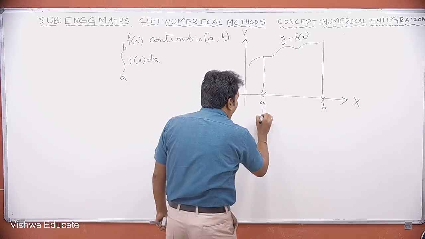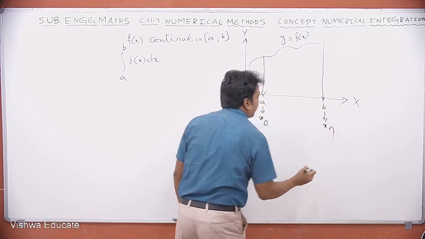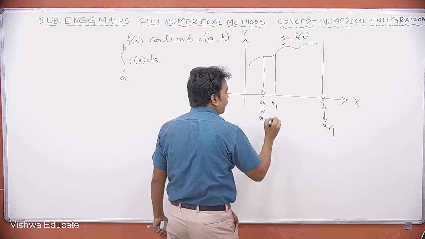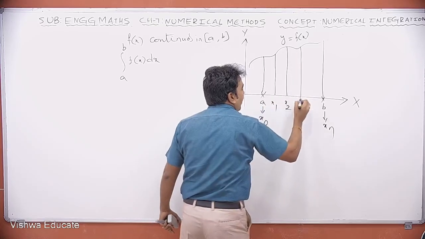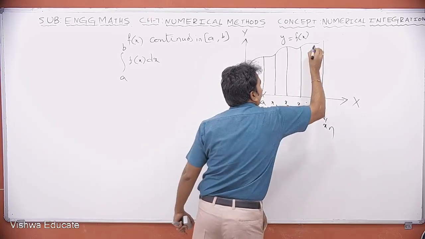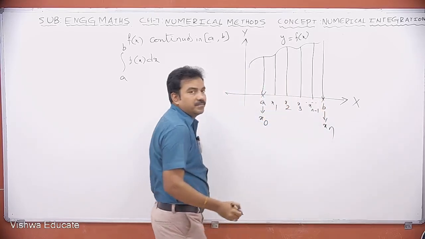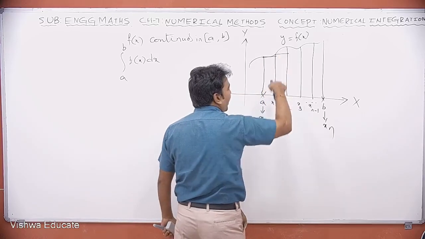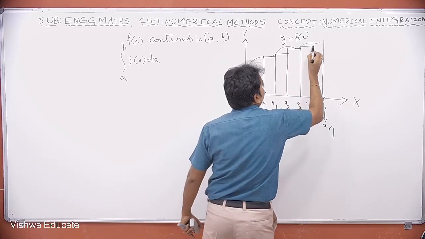Suppose I call the lower limit x0, and the upper limit xn. So divide this into many partitions. The starting point is x1, next point is x2, x3, and so on. The last but one point I name xn minus 1. Now draw lines parallel to the x-axis. Just now we have drawn lines parallel to the y-axis. Do the same for lines parallel to the x-axis.